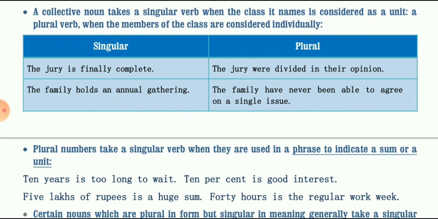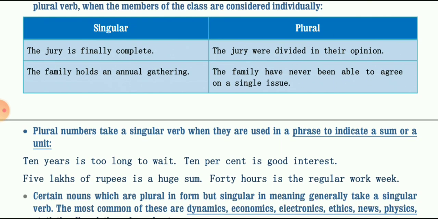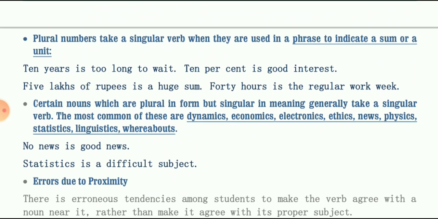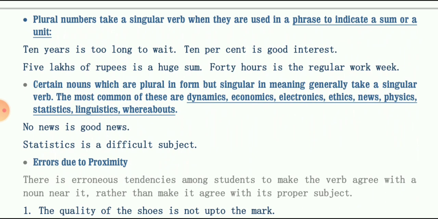The family is singular. The family holds an annual gathering. The family members, meaning a lot of families, have never been able to agree on a single issue. Plural numbers take a singular verb when they are used in a phrase to indicate a sum or a unit.